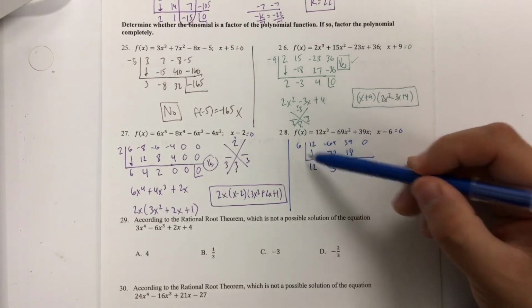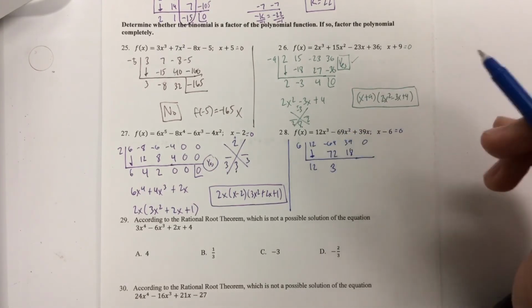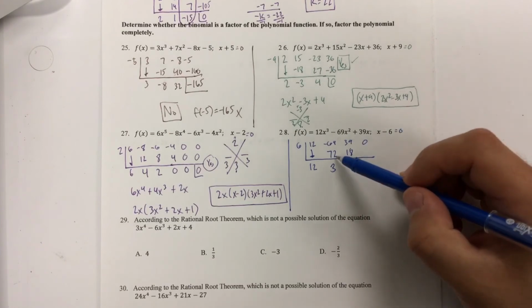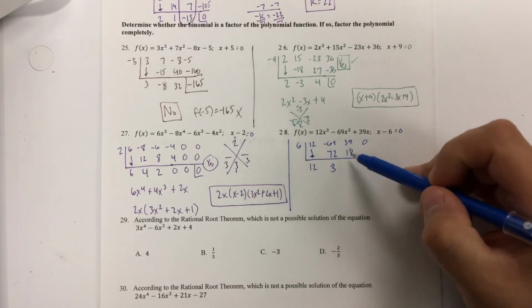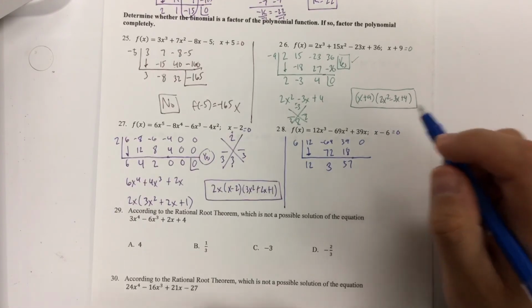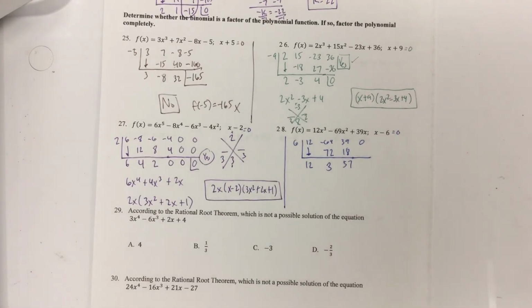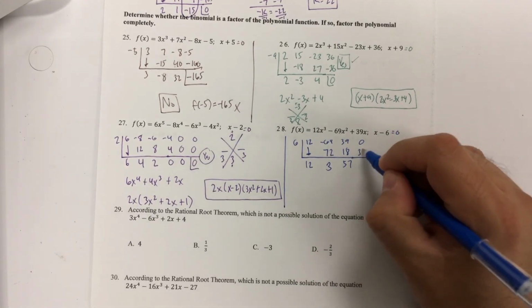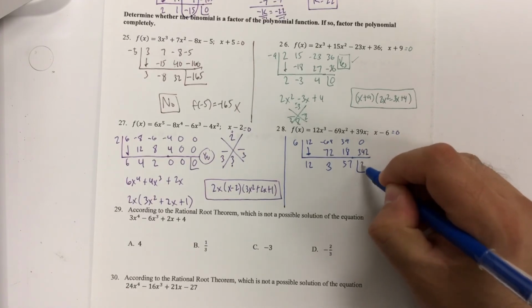So drop the 12. 6 times 12 is 72. Negative 69 plus 72 is 3. 6 times 3 is 18. 39 plus 18 is going to be 57. I don't know what 6 times 57 is, so give me a sec here. Just work this out. So 6 times 57 is 342. And this gives me a remainder of 342.